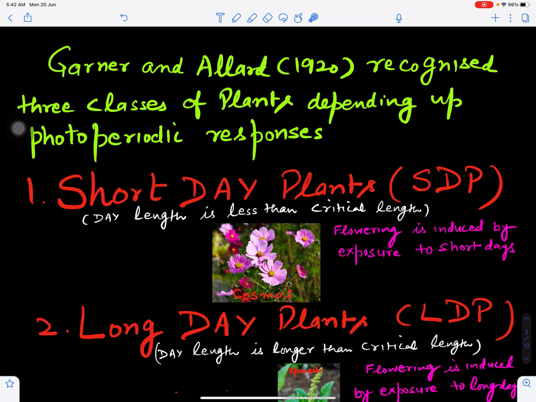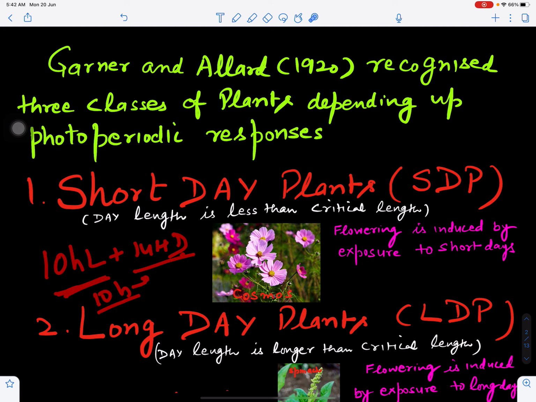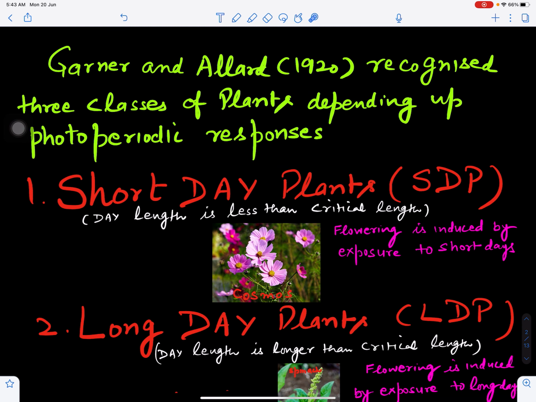Now what is critical day length? Supposing a plant requires 10 hours of light and 14 hours of dark period. Suppose this is a short day plant. Its critical day length will be 10 hours. If this plant is exposed to 11 hours, no flowering will take place. If this plant is exposed to 9 hours, flowering will take place. So here day length is less than the critical day length.